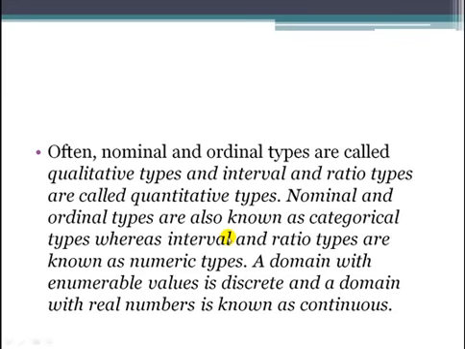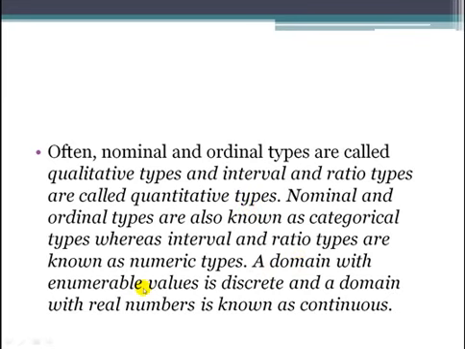Often nominal and ordinal types are called qualitative types, and interval and ratio types are called quantitative types. Nominal and ordinal types are also known as categorical, so we can call them qualitative or categorical, whereas interval and ratio types are known as numeric types. I'll use those words. Actually, I'll use categorical mostly, but also sometimes nominal, and also sometimes qualitative.